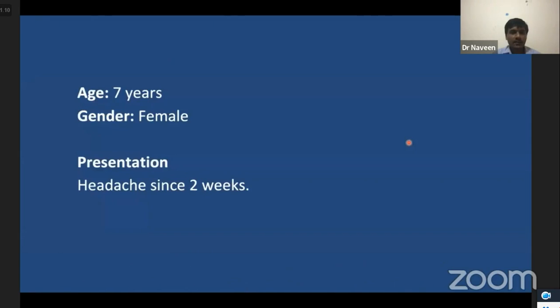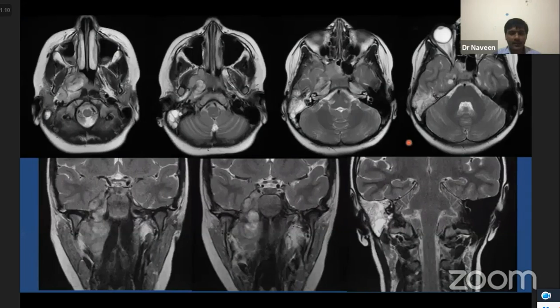Next, this is a 7-year-old female patient presenting with headaches for 2 weeks. Here we can see axial sections of the T2 show a heterogeneously hyperintense mass lesion within the right lateral wall of the nasopharynx. If you continuously trace it, it is encasing the petrous part and cavernous part of the ICA with intracranial extension. You can see the destruction of the bone at the base of the skull. You can also see the hyperintensity within the mastoid airspace as well as the tympanic cavity, which is due to the obstruction by the mass lesion.